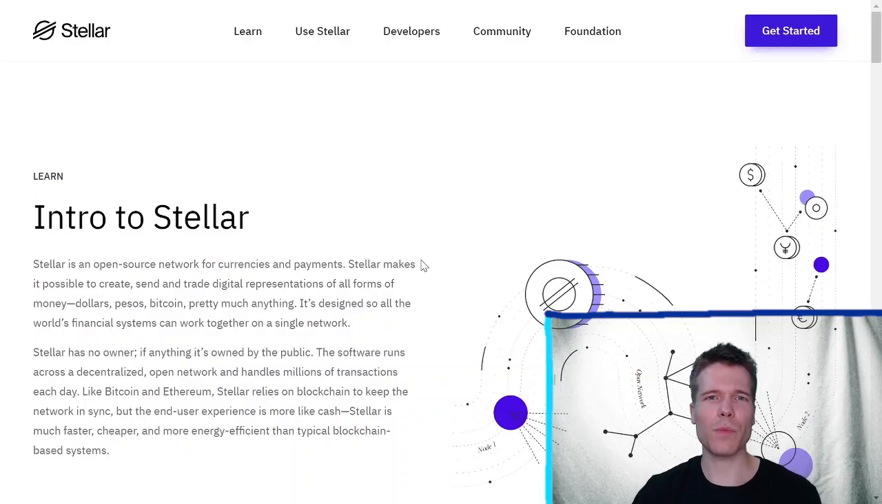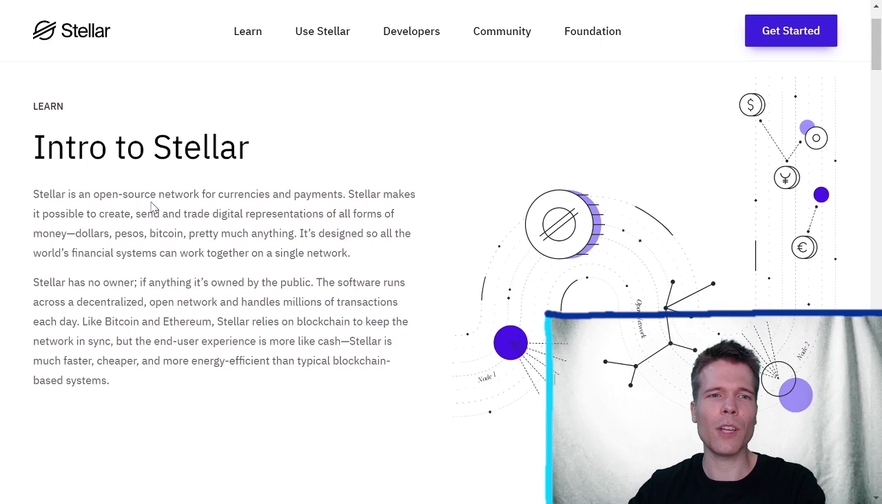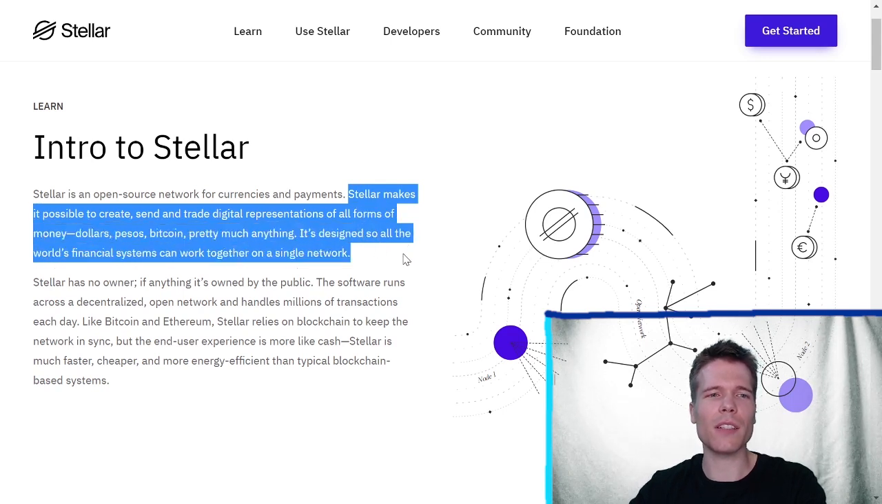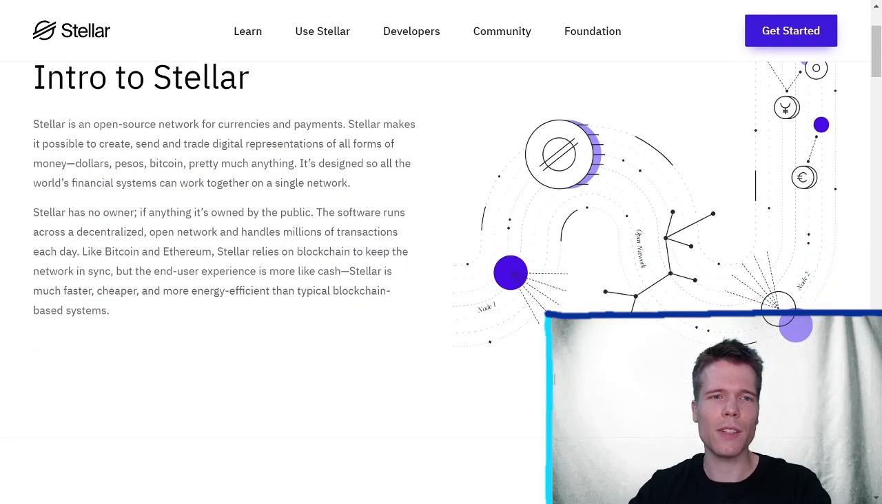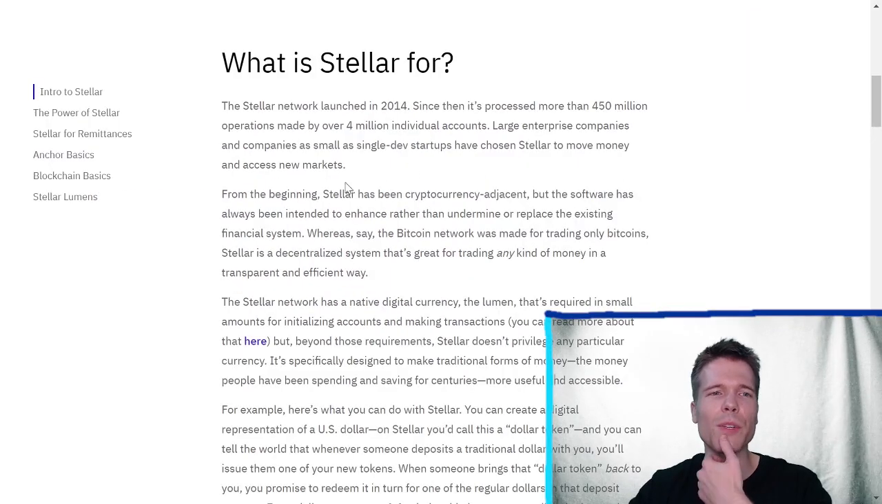Another thing that gives this project a few points is you can see that their website is well made and has a lot of information on it. That already gives you some clue, okay, this seems like a more legitimate project. It's not something somebody just threw together real quick. Open source network for currencies and payments. And then again, their unique selling proposition is that you can create and trade these digital representations of these currencies. Has no owner, of course, it's decentralized. All right, and then you can read more about what it's for.